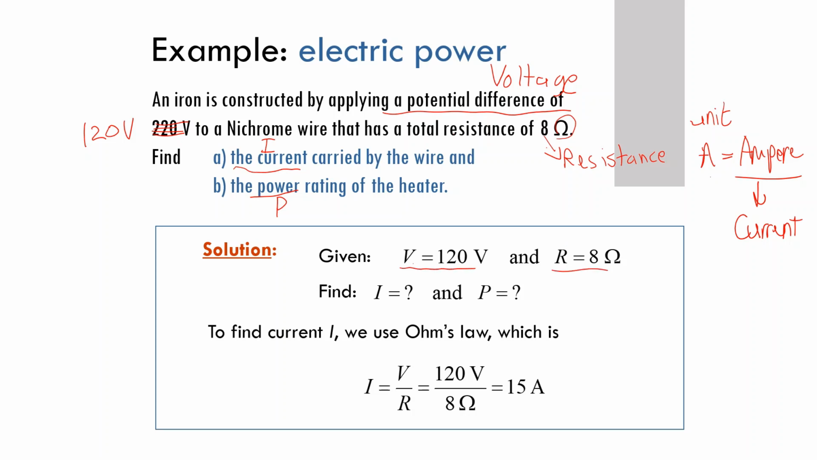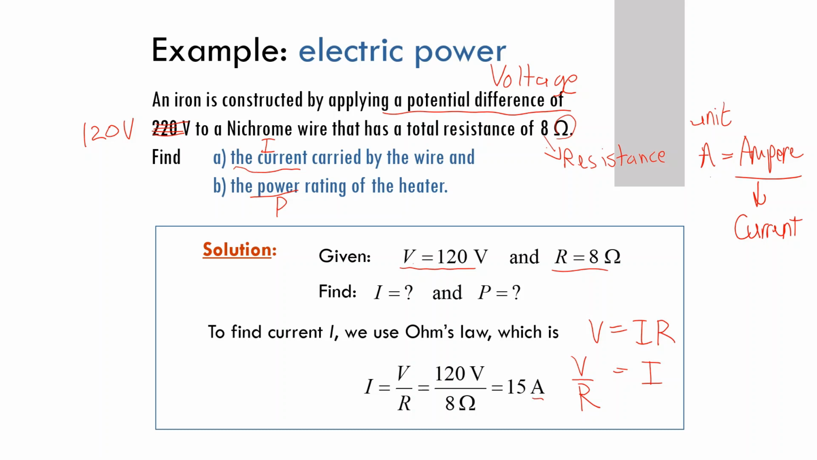Okay, to find the current, we use Ohm's law, V equals IR. We want to know I, so I move R. I should be equal to V divided by R. We have V equal to 120 volts and R equal to 8 ohms. So use your calculator, and we get the answer of 15 ampere. Okay, so this is the current. The unit is ampere.